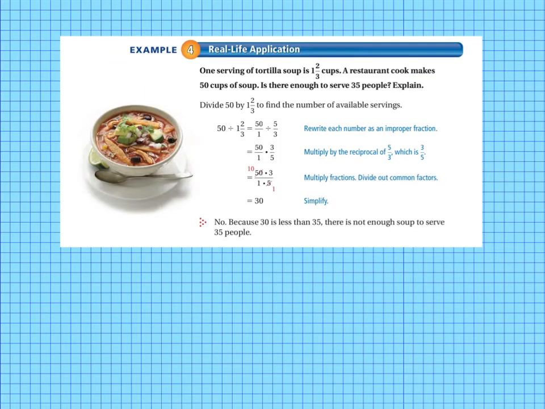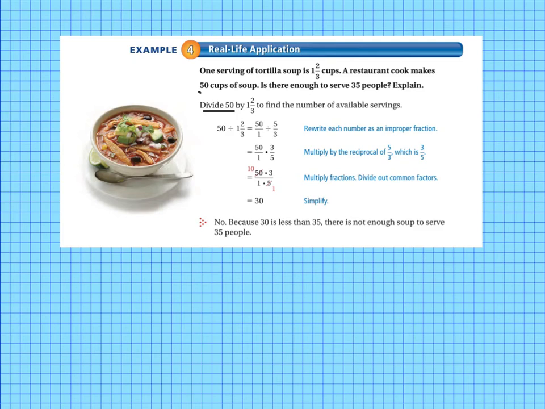Now our last example is our real-life application. 1 serving of tortilla soup is 1 2/3 cups. A restaurant cook makes 50 cups of soup. Is there enough soup to serve 35 people? And then it asks us to explain. So we're taking 50, divide 50 by 1 2/3 to find the number of available servings.